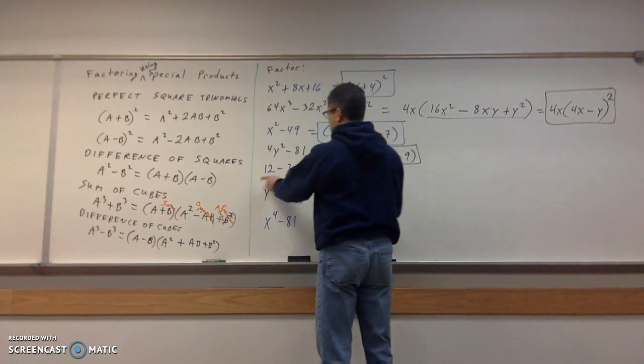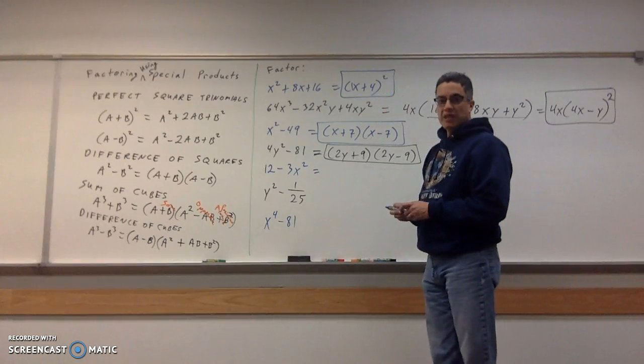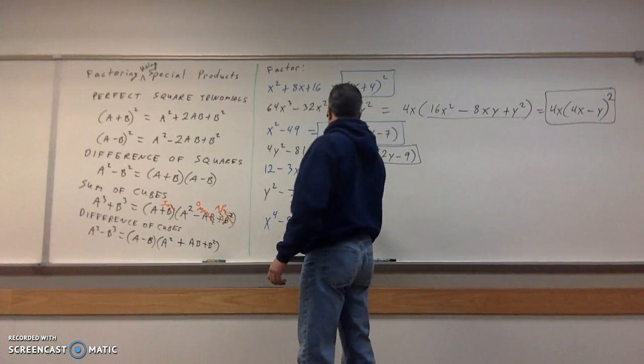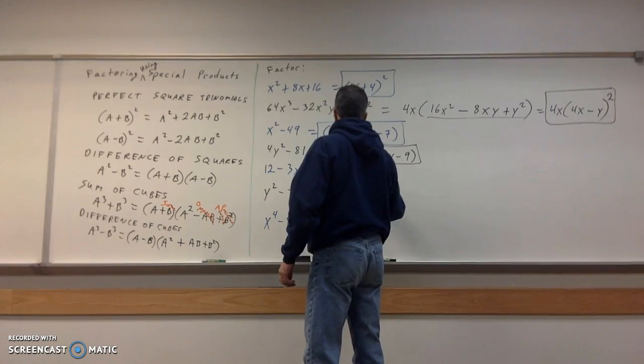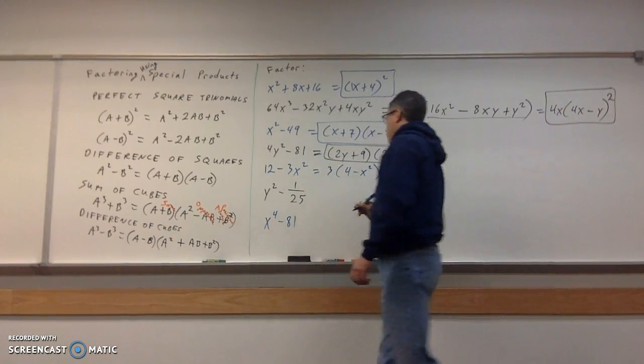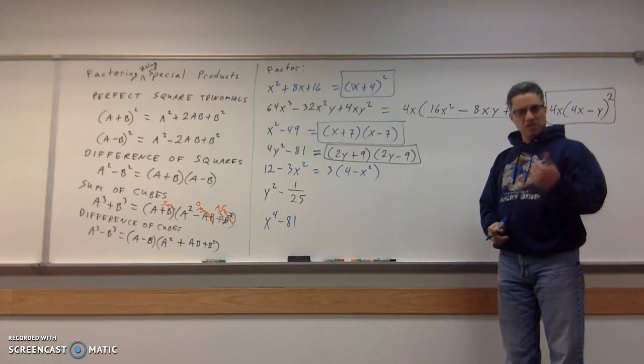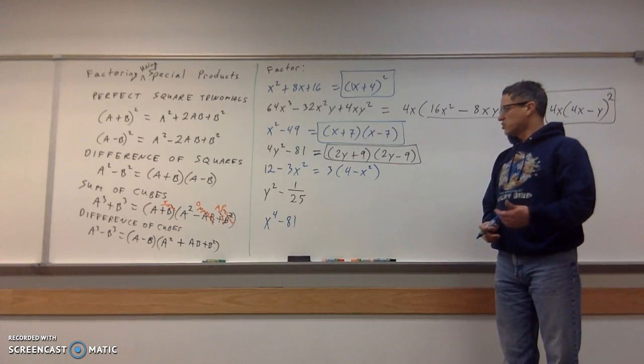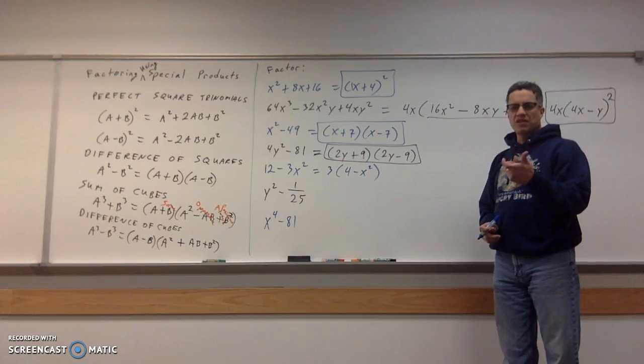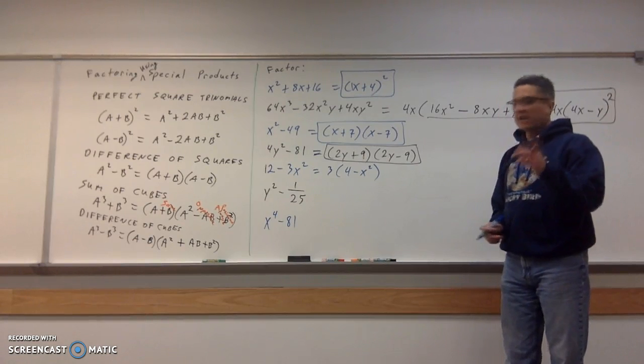It's two terms. I have a factor of 3 that I can pull out of there, right? So that gives me 4 minus x squared. Now at this point, 4 minus x squared is a difference of squares. It looks a little weird because usually we're used to seeing the x squared being the positive guy. And we're going to look at that in a minute.